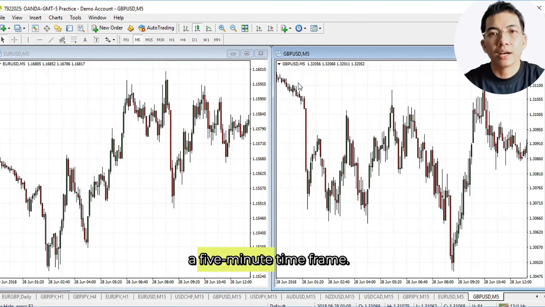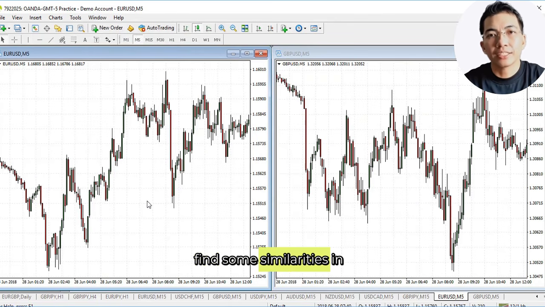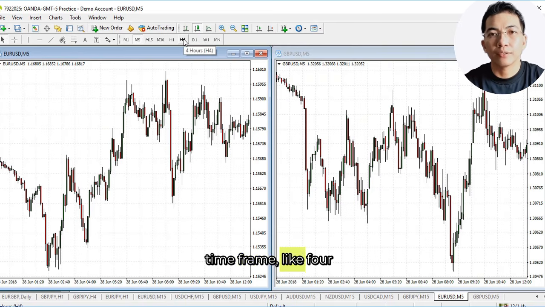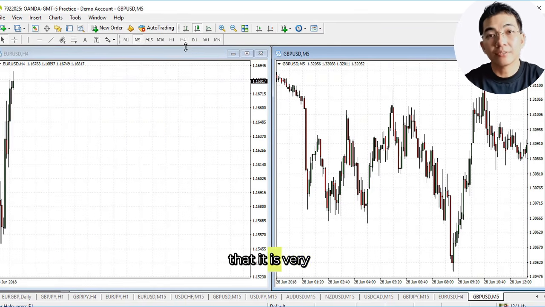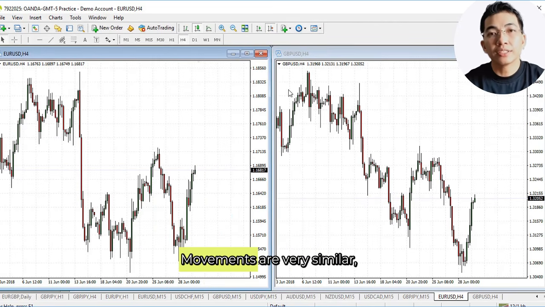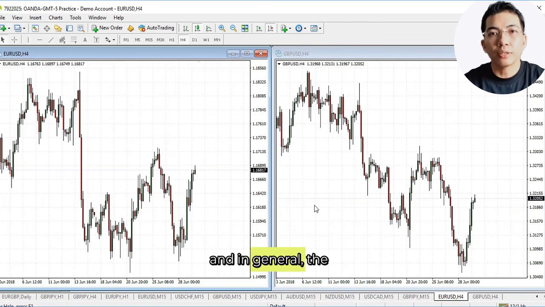Both of them have a 5-minute time frame. You can see that even if you can find some similarities in these two charts, Euro-dollar is going up, forming higher lows. Pound-dollar seems not to have a clear trend at the moment, and anyway it is forming lower lows, so just the opposite of Euro-dollar. If we increase the time frame, like 4 hours, we can see that it is very easy to find a correlation between these two currency pairs. Movements are very similar, and in general the market seems to follow the same direction.